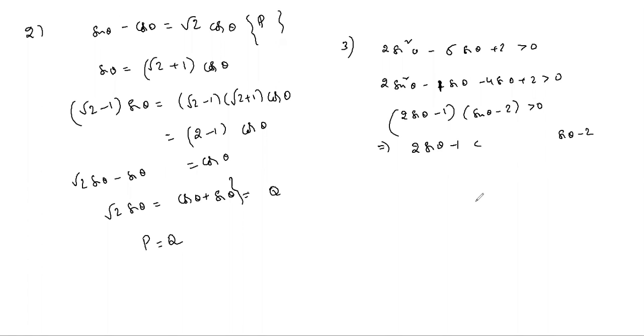So if sin theta minus 2 is always negative, it depends only on the first one, 2 sin theta minus 1. It must also be negative, then only we will get negative into negative, positive. So sin theta less than 1 by 2, not equal to 1 by 2, less than 1 by 2. So you have to solve it between 0 to 2 pi.